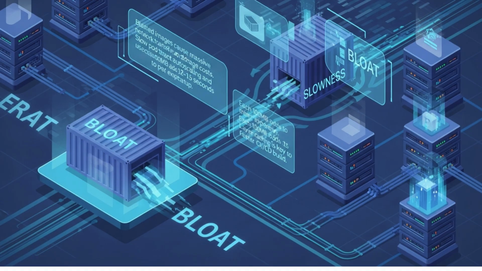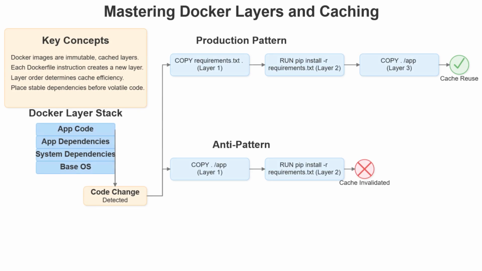At the heart of efficient container builds is Docker's layer architecture. Think of a Docker image as a stack of immutable cached layers, much like a file system. Every instruction in your Dockerfile, whether it's a RUN command or a COPY instruction, creates a new layer. The magic happens with Docker's build cache. If a layer and its parent haven't changed, Docker reuses the cached version instead of rebuilding it. The critical insight here is that layer order directly determines how efficiently this cache is utilized.